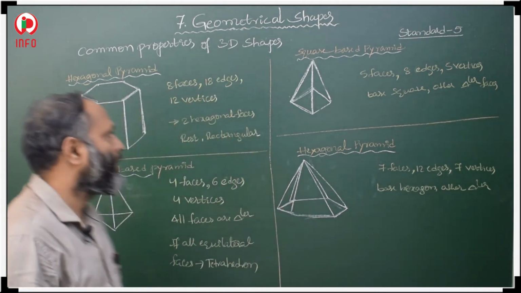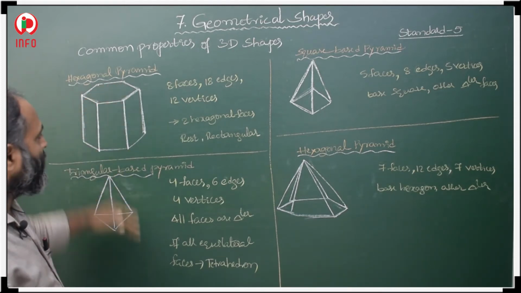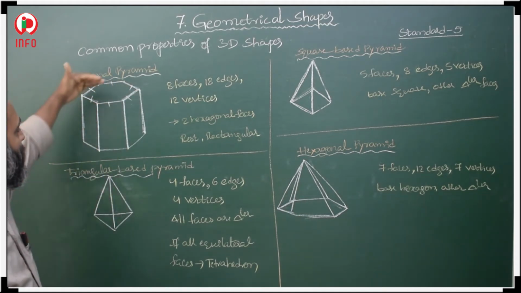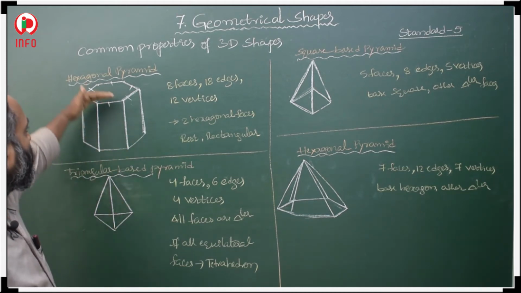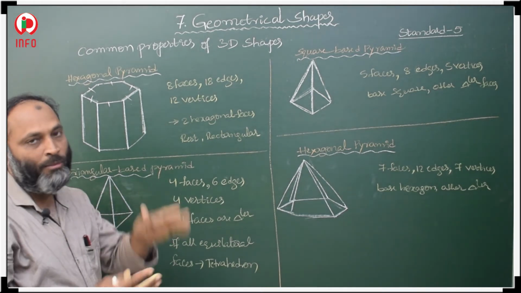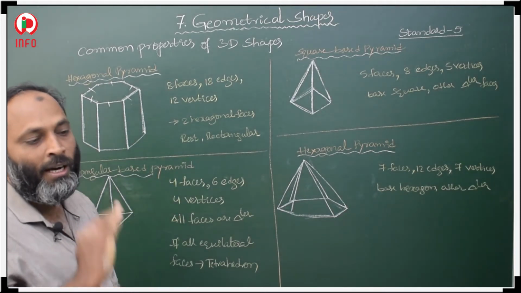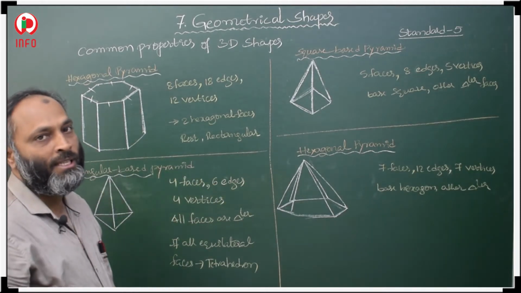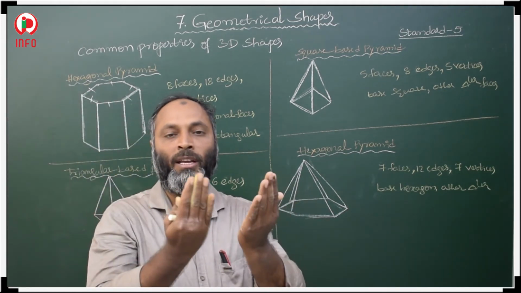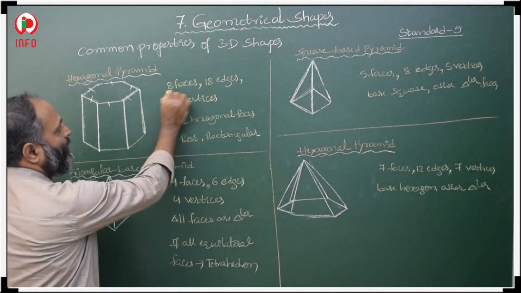Hexa means here 6. So here 1, 2, 3, 4, 5, 6. So top is hexagonal and bottom also hexagonal shape. 2 faces at top and bottom. And surrounding 6 faces. Hexa means 6, so all 6 rectangles will come surrounding top and bottom. 6 plus 2, 8. Total how many faces? 8 faces.